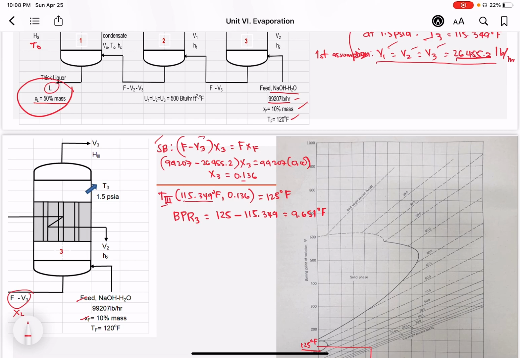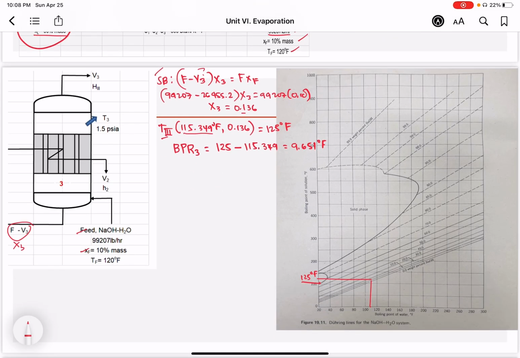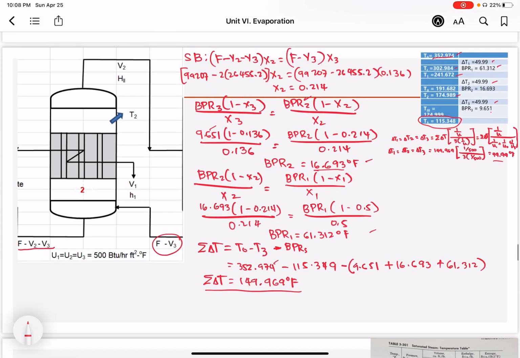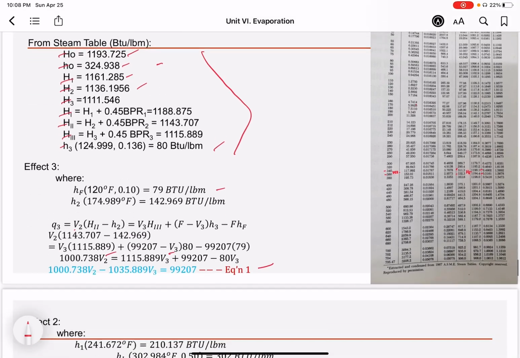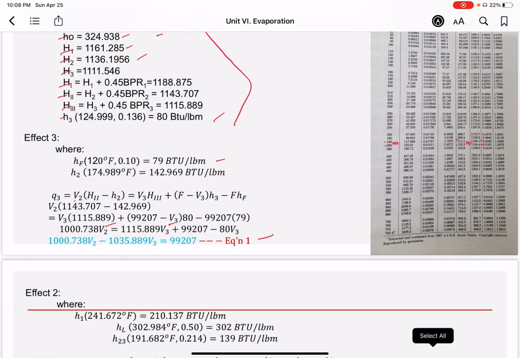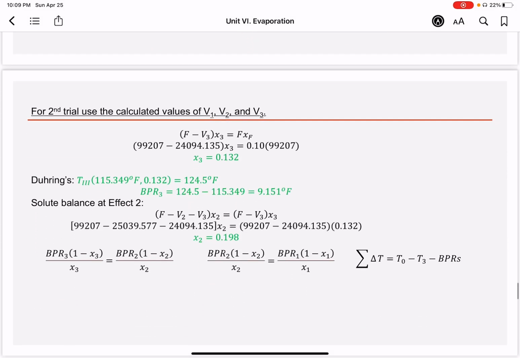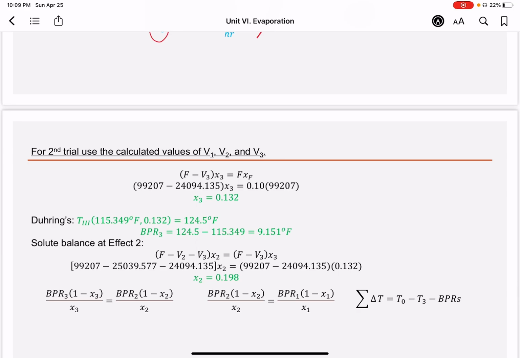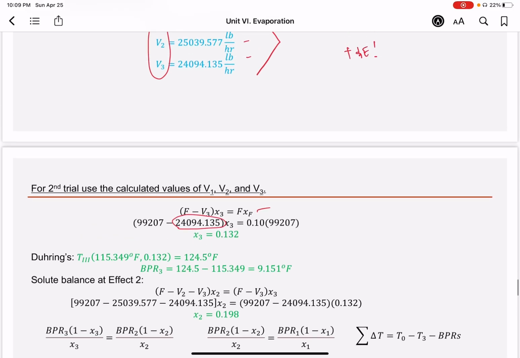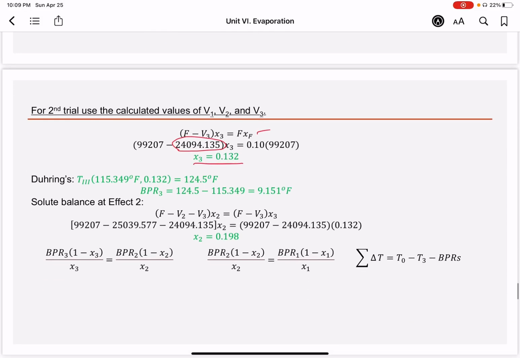Since you know already the value of V3 from your new calculations, get X3, get T3, then the BPRs, get all the BPRs, make a new temperature distribution diagram. From the steam table, you get all the values of this, and then using effect 3 and effect 2, use your solute balance in effect 3 and effect 2, and then you again solve for new values of V1, V2, and V3. Okay? So first, let's go back. We use again the formula F minus V3 X3, but this time the V3 is 24094.135. This one. You get a new value of X3 to be 0.132.